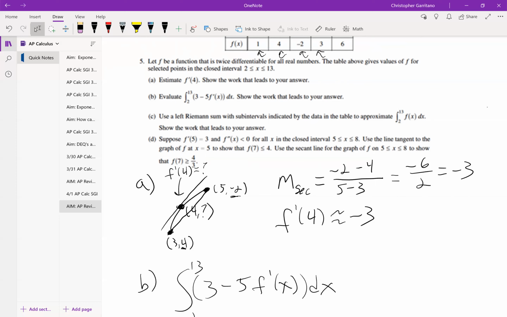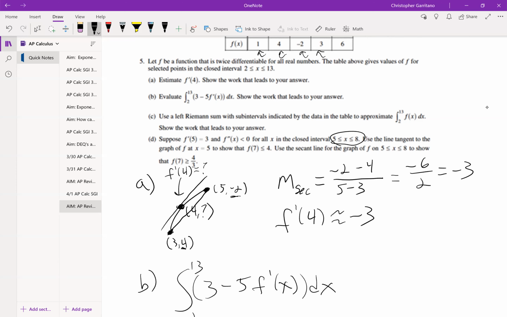Sometimes people write this off as unimportant information, but this is actually a key to the entire problem. The second derivative being negative tells us that the curve is concave down on this interval. All right, and this is the interval between 5 and 8. And I have to use the tangent line to the graph at x equals 5 to show that f of 7 is less than or equal to 4. And then I have to use the secant line to show that f of 7 is greater than or equal to 4/3. Sounds complicated, but if you just take it step by step, it is not so bad.